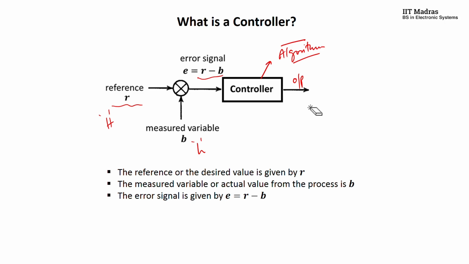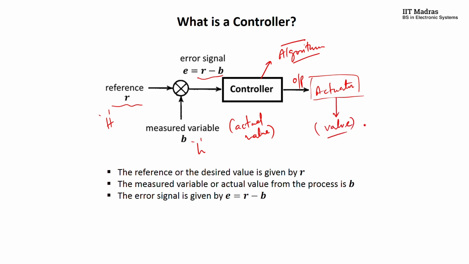Conceptually it is very clear here that you just have a reference, and you have a measured variable, or the actual value of the variable. Once you take this difference, you get the error signal, and then a controller runs the control algorithm based on the error signal, and you get the output, and this output goes to the actuator. Then it drives the valve. So this is the control loop.